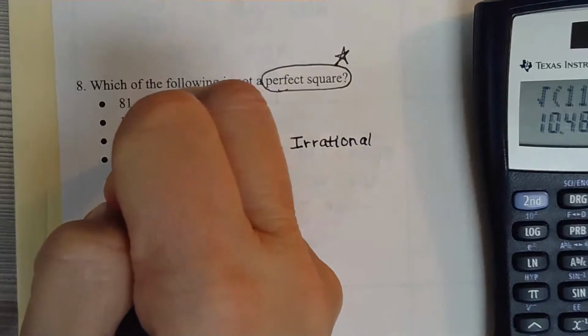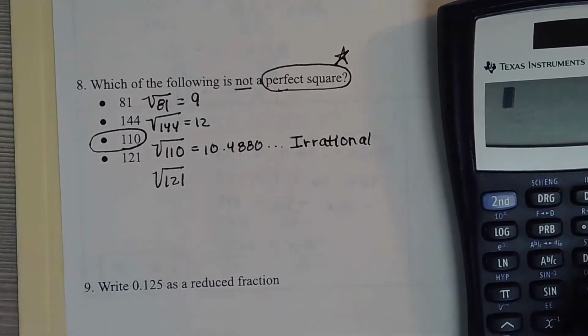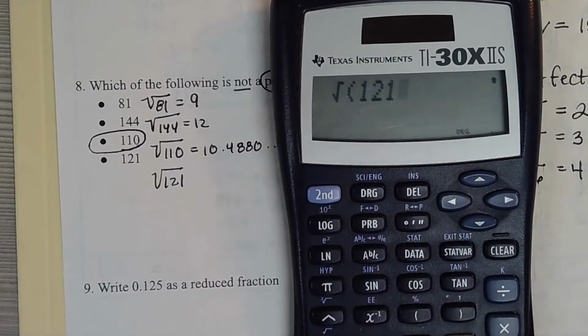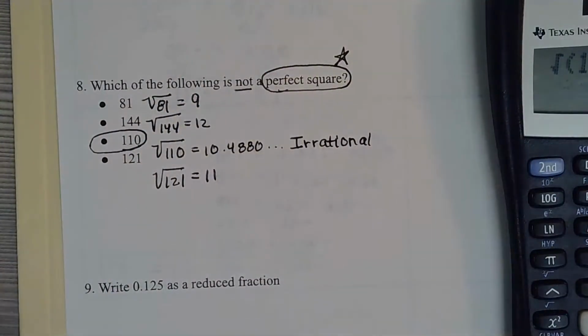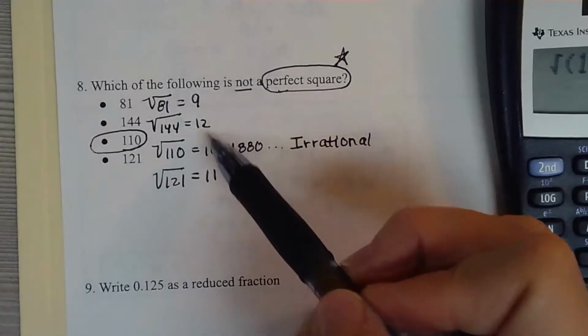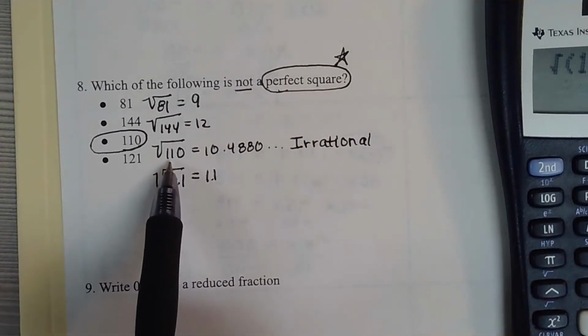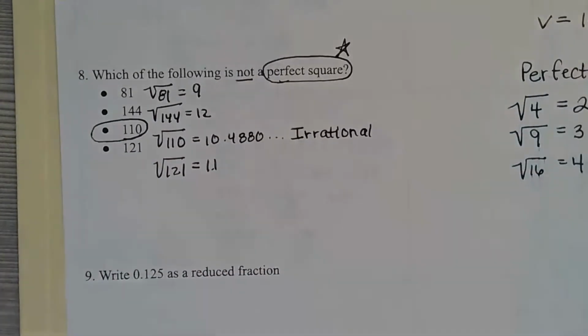So I'm pretty sure this is the one we want to choose, but we should always check our last option just to make sure. The square root of 121. 11 times 11 is 121. So again, these 3 are perfect squares, which are rational numbers, and this square root of 110 is not a perfect square. It is irrational, and that's the one that they were wanting here.